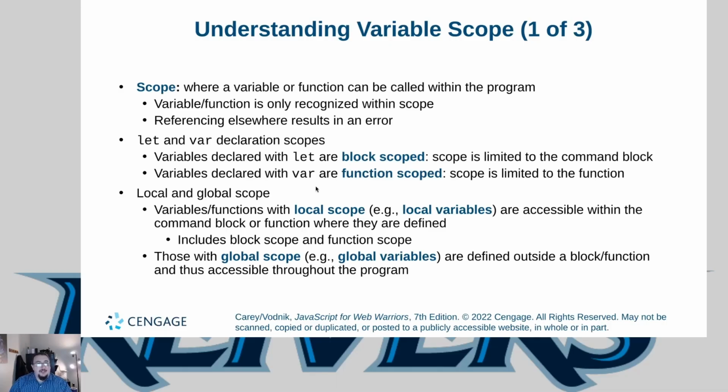And the difference between local and global variable scope is where they are accessible. Anything with a global variable assigned outside of a function is accessible throughout the entire program.